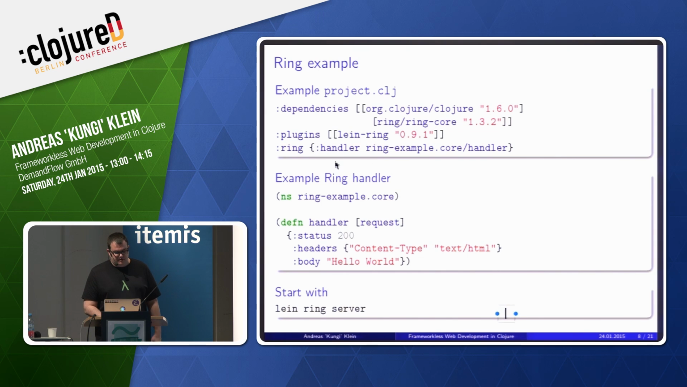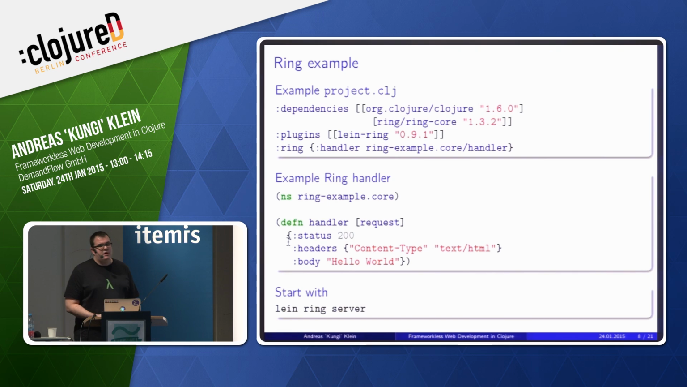For Leiningen Ring, you have to specify a handler function, which in my case is in the namespace ringexample.core/handler. That's a function name. This is the ringexample.core namespace. There we have our handler function, which takes a request and issues a response.